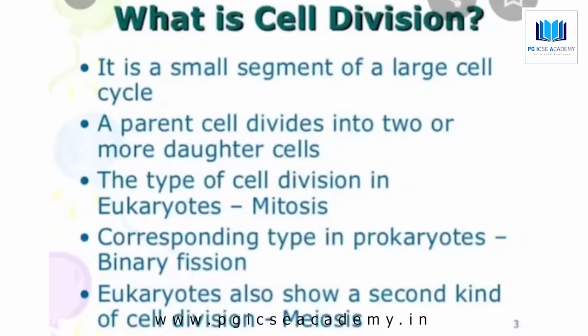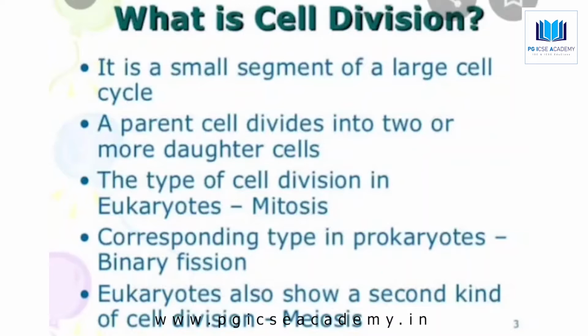First, let's understand what is cell division. Cell division is one of the most fundamental characteristics of life. This is the method which enables life to perpetuate generation after generation. It is a small segment of a large cell cycle. A parent cell divides into two or more daughter cells.